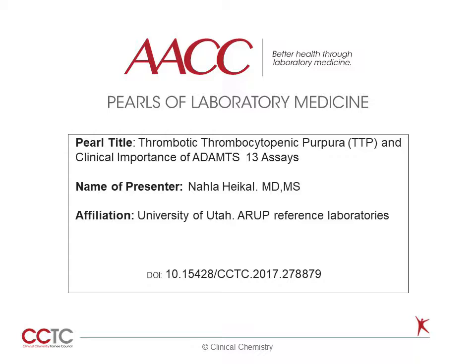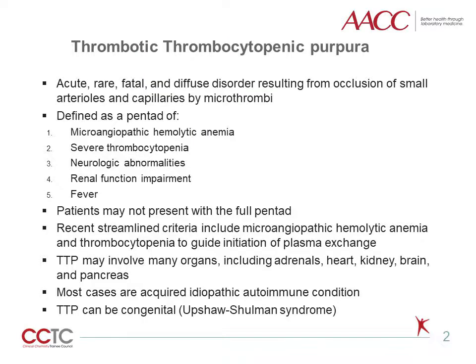Welcome to this Pearl of Laboratory Medicine on Thrombotic Thrombocytopenic Purpura and the clinical importance of ADAMTS13 assays. Thrombotic Thrombocytopenic Purpura, or TTP, is a rare, potentially fatal, and diffuse disorder resulting from occlusion of small arterioles and capillaries by microthrombi. It is classically defined by the pentad of microangiopathic hemolytic anemia, severe thrombocytopenia, neurologic abnormalities, which can be focal or in the form of seizures, stroke, coma, confusion, or headache.